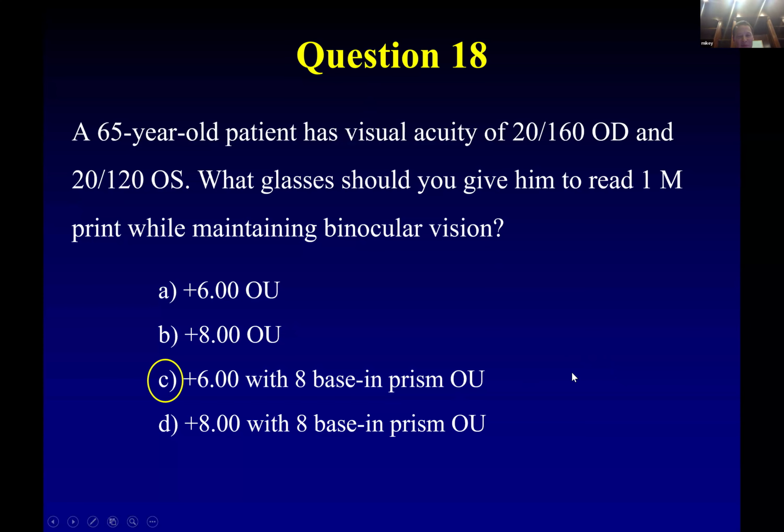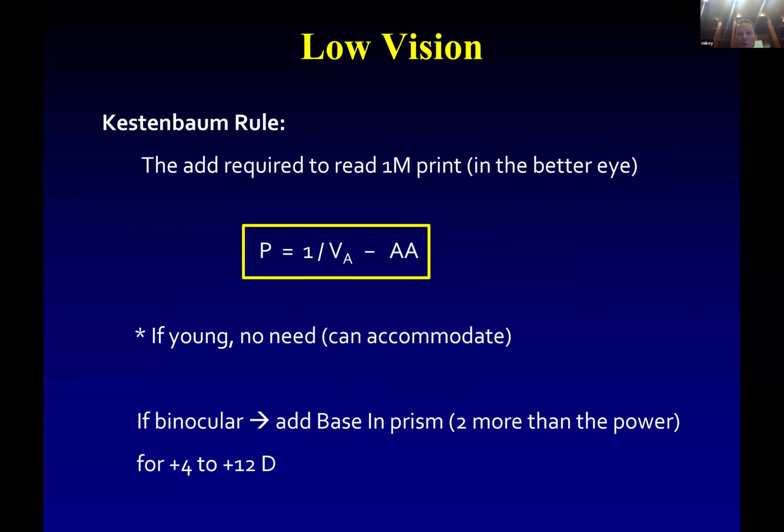Answer is C. So this is another kind of low vision, high yield question, which is the Kestenbaum rule. It's this funky thing where you basically have an equation to give people glasses where they can read 1M print. I'm not sure why they use that, but it's kind of like newspaper print, approximately 20/50 is sort of the standard, I guess, for low vision reading. And it's a nice simple equation.